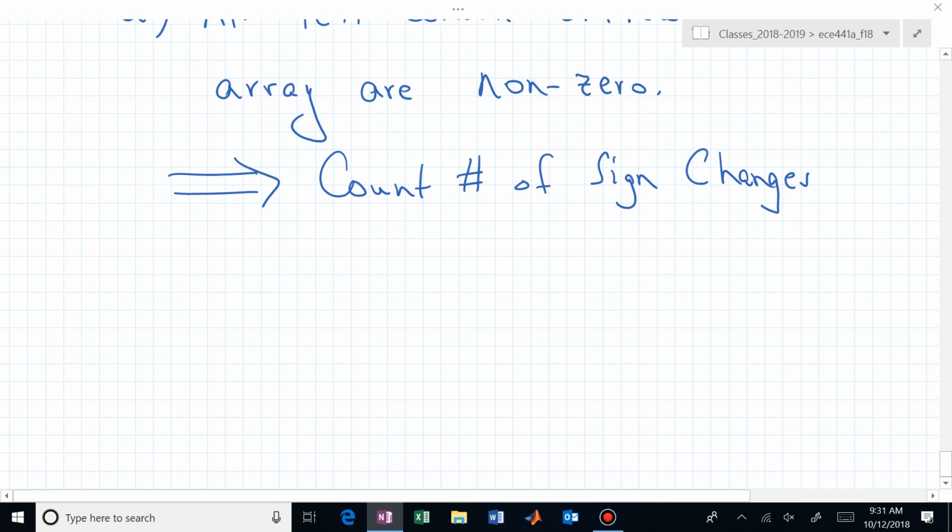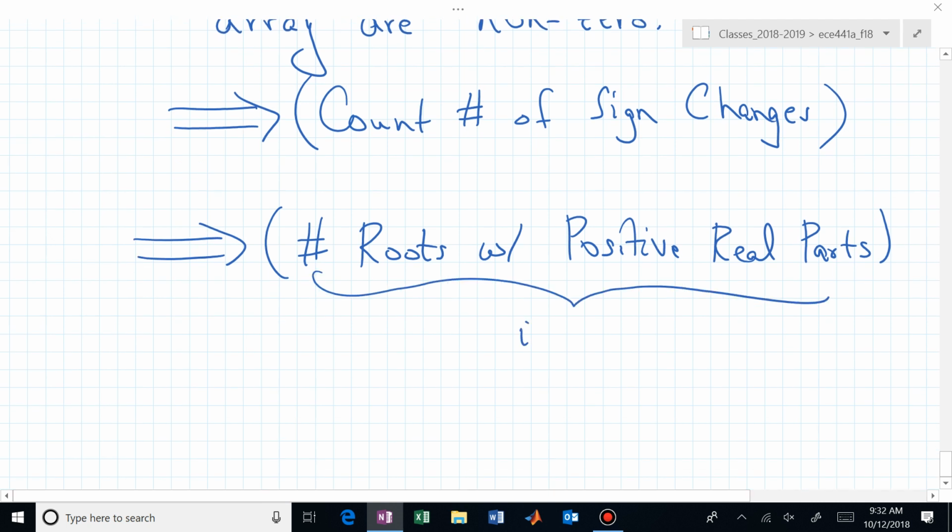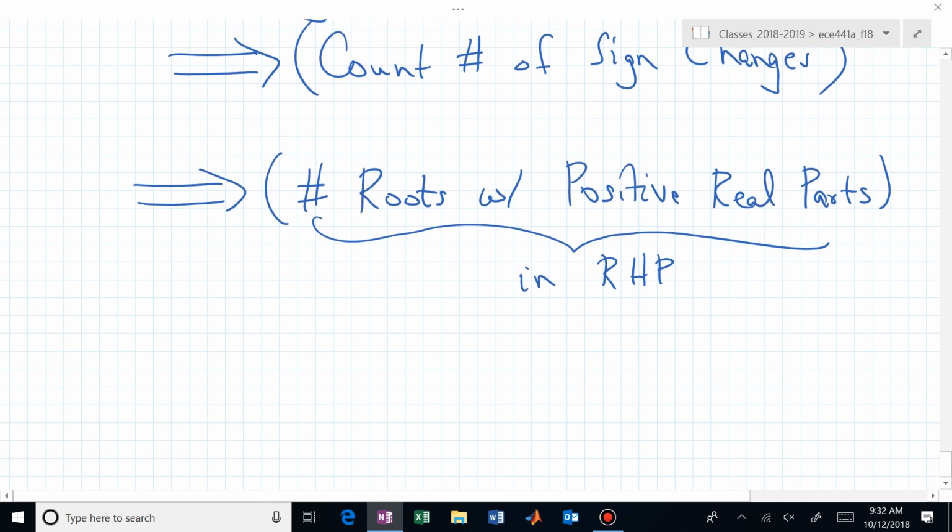If we have one sign change, then that's how many roots we have in the right half plane. If we had two sign changes, we would have two roots in the right half plane. So the number of sign changes really implies the number of roots of our polynomial with positive real parts. So those are belonging to the right half plane.